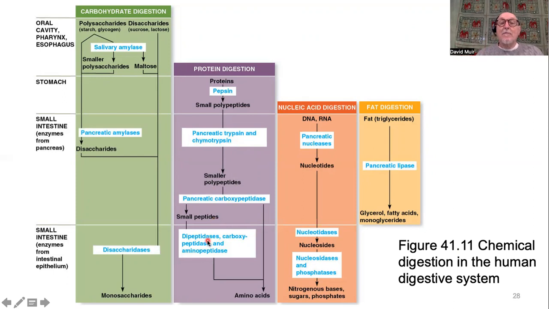And then there are even more in the small intestine, and absorption of individual dipeptides and amino acids takes place in the small intestine. We can even digest nucleic acids. And of course, the fat digestion I've told you about, that is the responsibility of the small intestine.